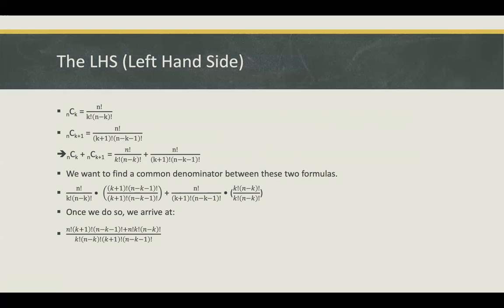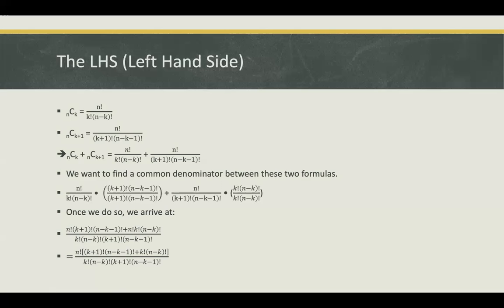Once we do so, we arrive at a long expanded expression with a common denominator: n factorial times k plus 1 factorial times n minus k minus 1 factorial plus n factorial times k factorial times n minus k factorial, over k factorial times n minus k factorial times k plus 1 factorial times n minus k minus 1 factorial.